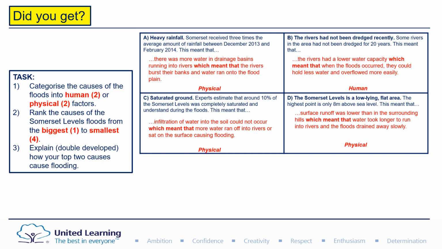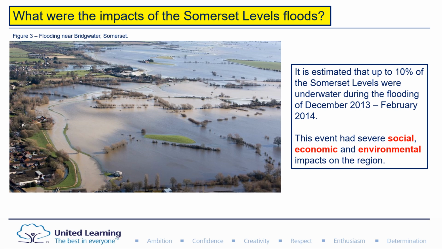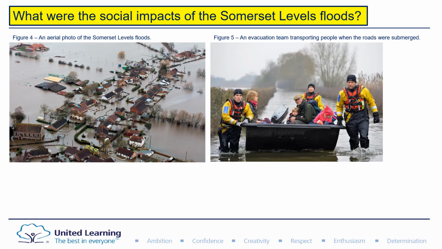So now we've looked at the causes of the flood, we need to look at the impacts. What impacts did this flooding in 2013 and 14 have for Somerset? So it's estimated that around 10% of Somerset was underwater. Somerset Levels were underwater during this period, and it had huge social, economic and environmental impacts for the region.